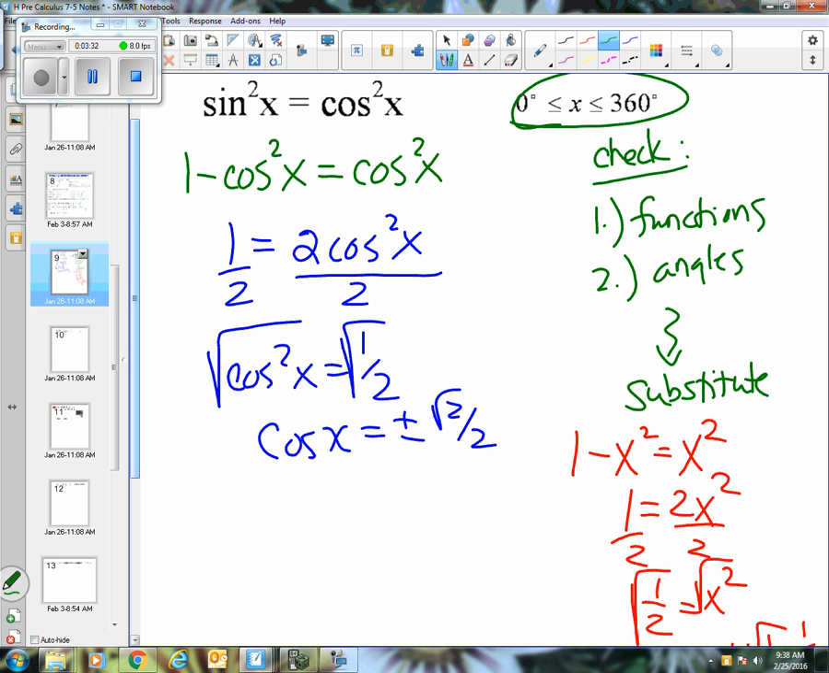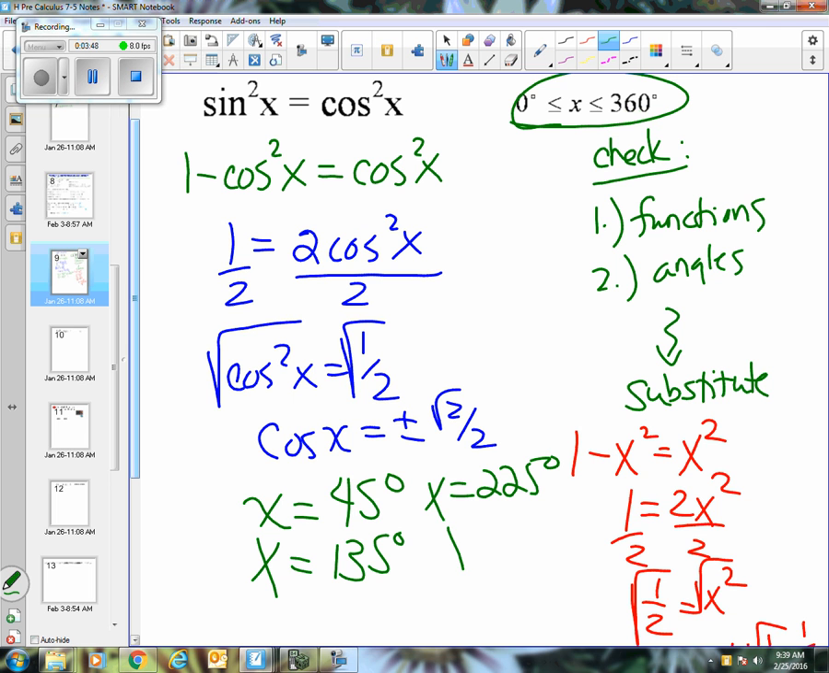And I'm going to refer you back to your domain here that we're looking in, 0 to 360. So when is cosine either positive or negative square root of 2 over 2? Well, 45. Quadrant 2 would be 135. Quadrant 3 would be 225, and then quadrant 4 would be 315. It actually works out really well because when it's plus or minus, you just need all of them, right? Every one of those reference angle places.